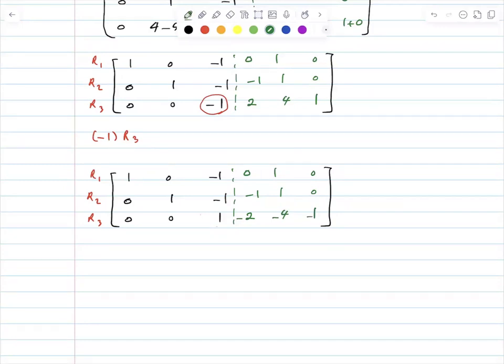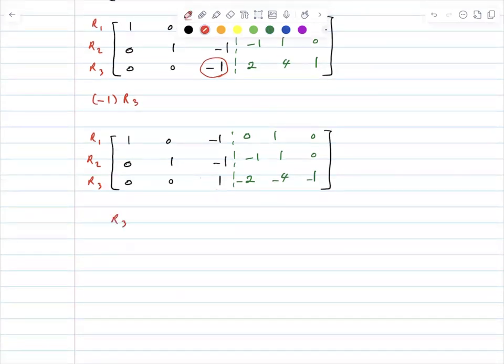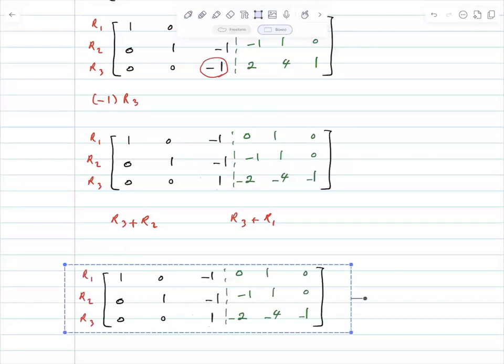Now you just need to add the third row to the second and first row, and then you're done. So add R3 to R2 and add R3 to R1. Then we have our identity matrix. Okay, perfect. Now let me copy this guy down here.